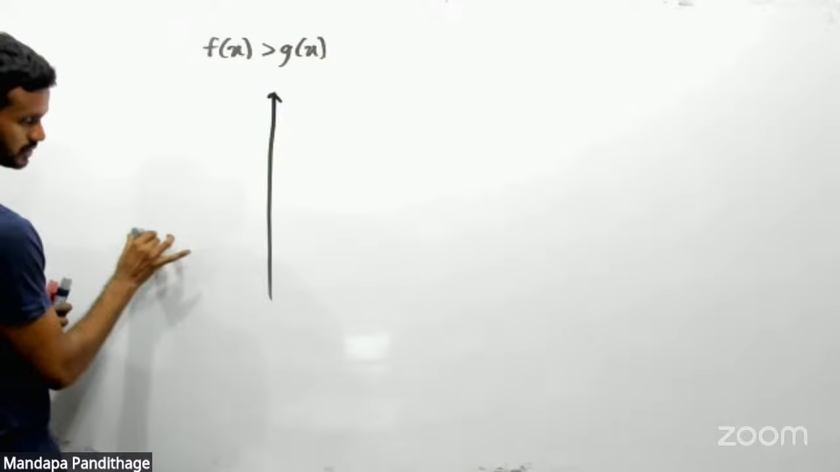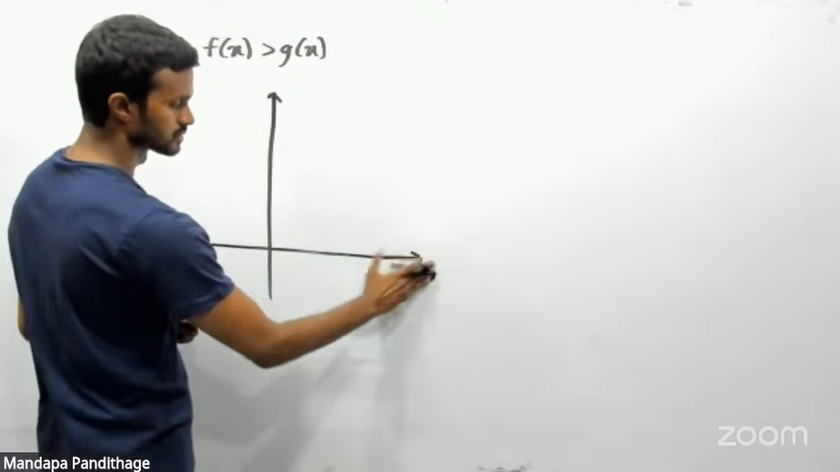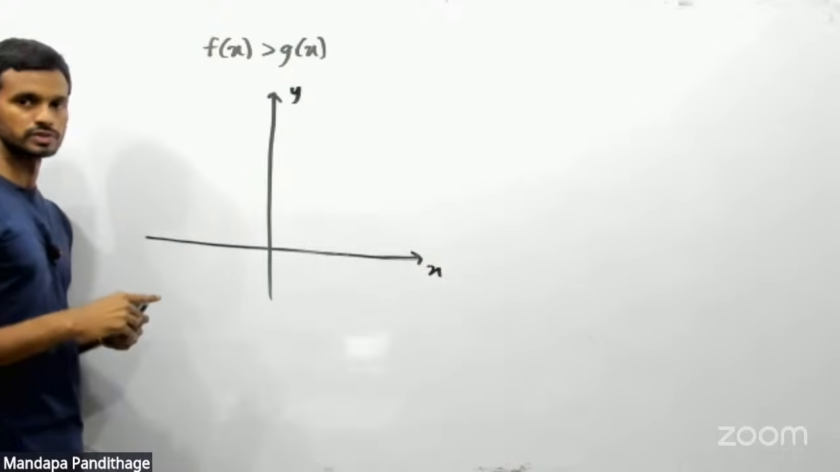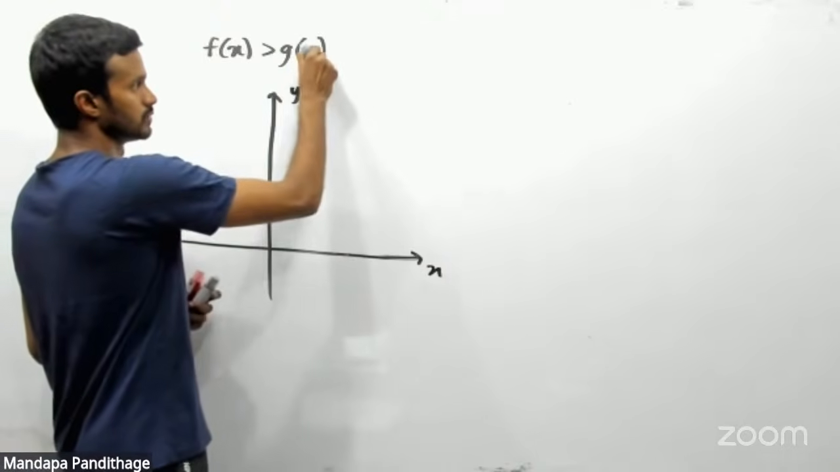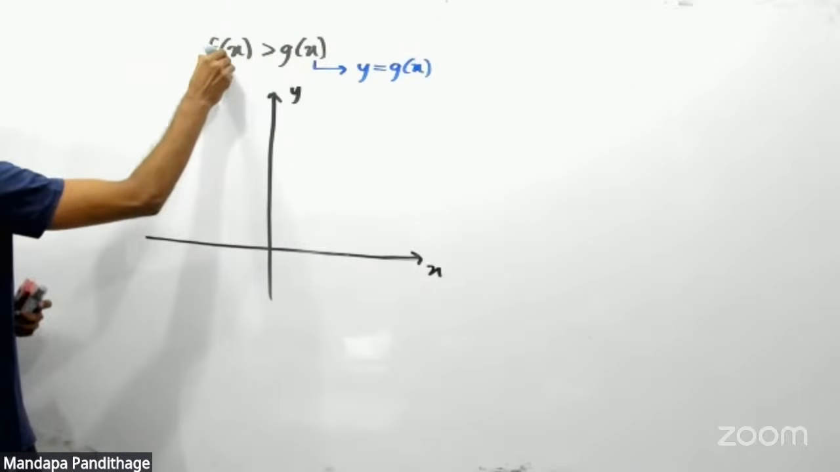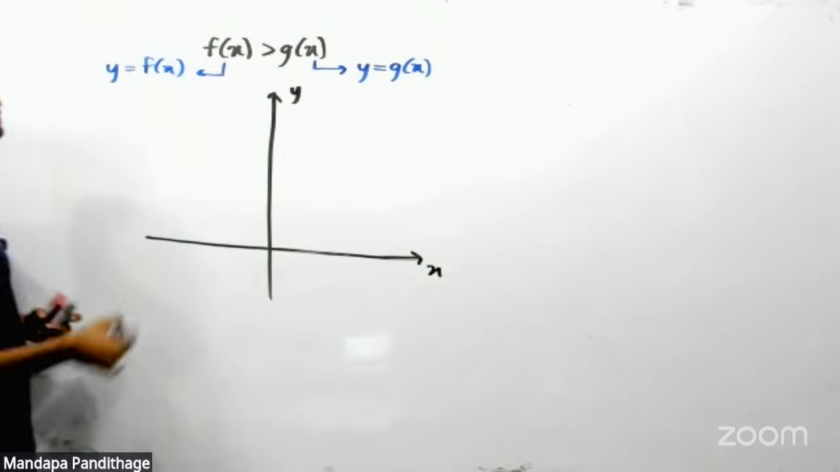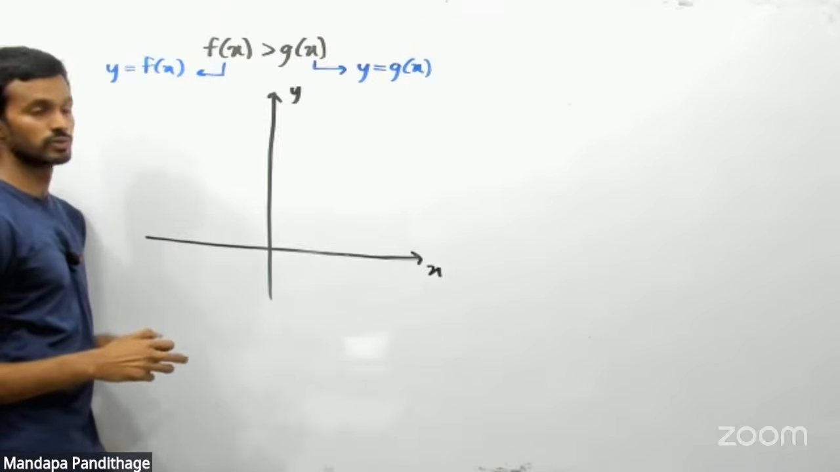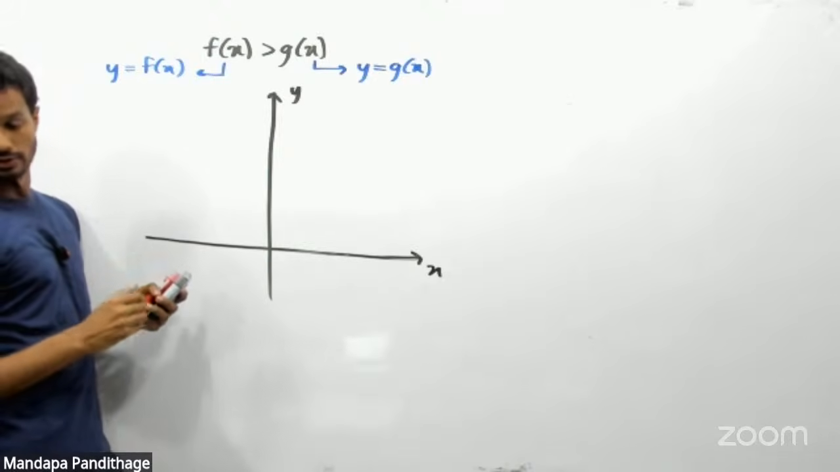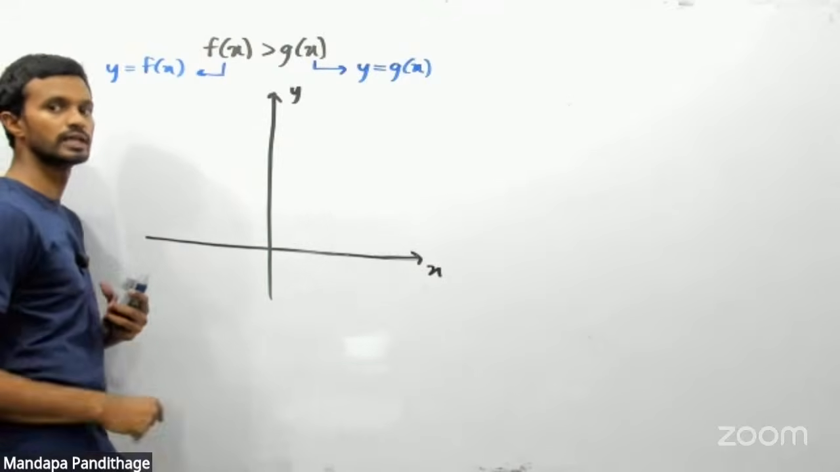When you have to solve this modulus inequality, first we sketch the graphs of the two functions which can be found on both sides of the inequality. So in this case, you draw y equals g(x), and then you draw y equals f(x). So on the same Cartesian plane, you're supposed to draw the functions which can be seen in both sides of the inequality.